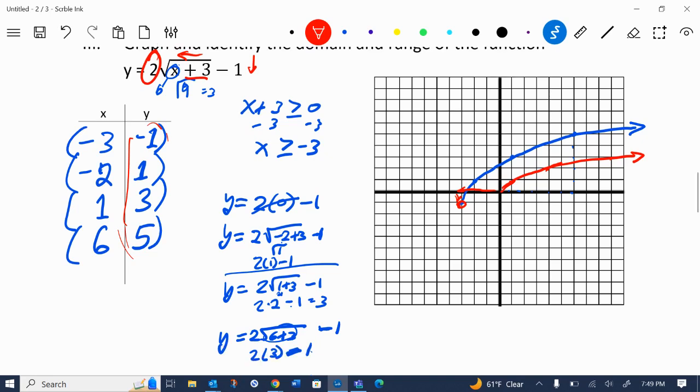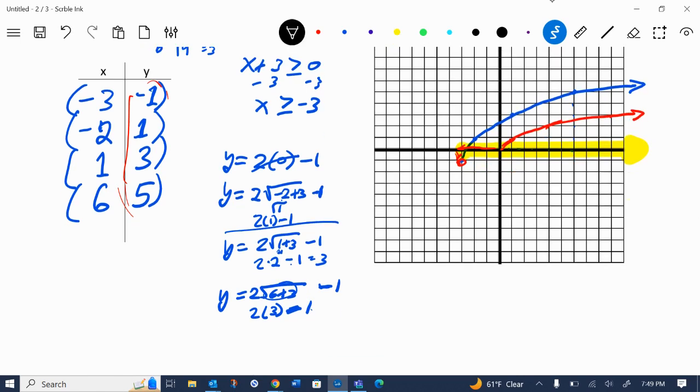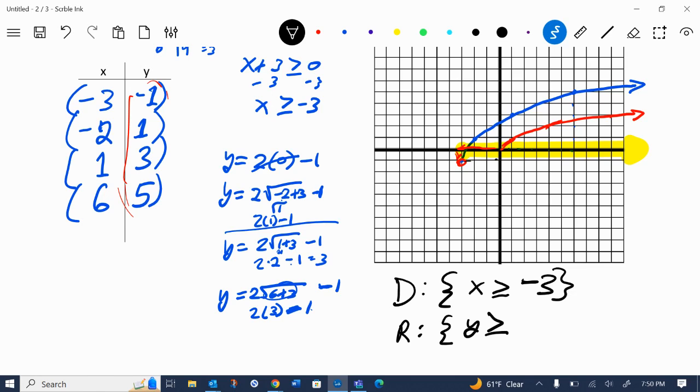All right, now the domain and range. In this case, the domain starts with that -3 and goes forever. So underneath this, I'm going to put domain: all the x's that are greater than or equal to -3. So negative's just fine for this. And the range: all the y's greater than or equal to 1.